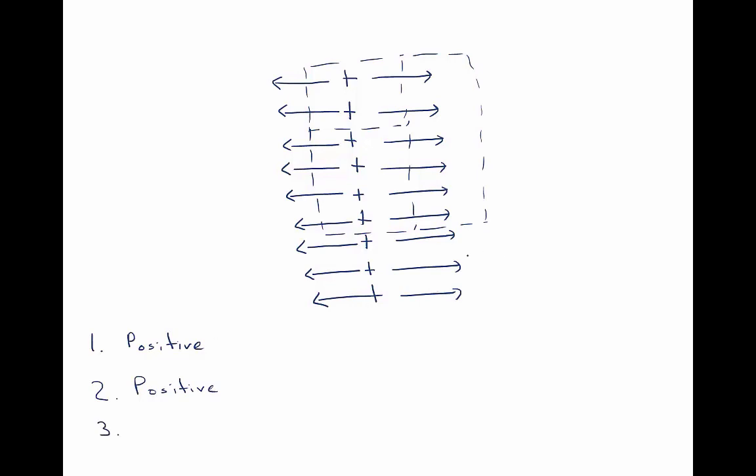Now what if your box is out here and doesn't contain any charges? Well, for every arrow that comes in, there'll be another arrow that goes out. So that'll be 0. So again, you see that the flux is related to what charge is inside your box. As long as the box contains some of those positive charges, you'll have positive flux. If your box doesn't contain any of the positive charges, the arrows in are going to balance the arrows out, and you'll get 0 flux.